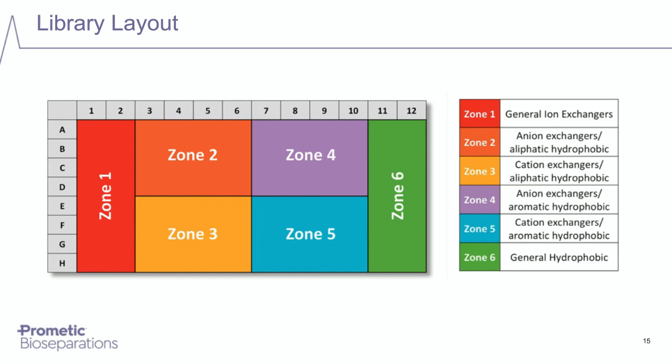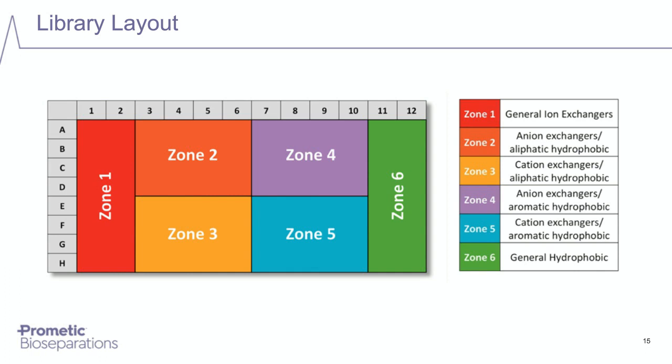And then in zones 2, 3, 4, and 5, we have ligands that combine combinations of ionic groups and hydrophobic groups. So in zone 2, we have ligands that combine anionic groups with aliphatic groups. In zone 4, we have ligands that combine anionic groups with aromatic groups. In zone 3, we have ligands that combine cationic groups with aliphatic groups, and in zone 5, we have ligands that combine cationic groups with aromatic groups. So we have quite a diverse array of ligand structures and different ligand binding properties.